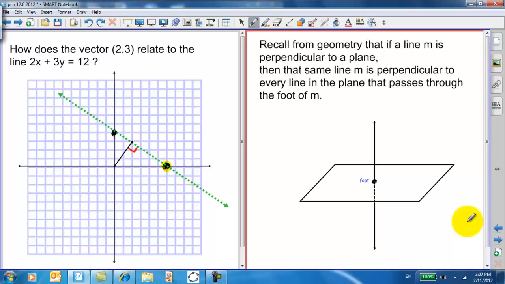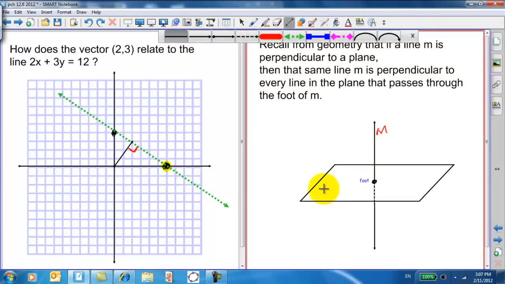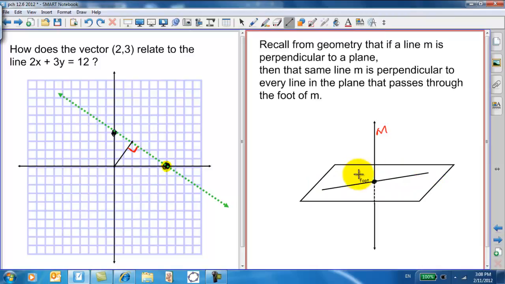Now recall from geometry that if a line M is perpendicular to a plane, then that same line is perpendicular to every line of a plane that passes through the foot of M. So let's get some other lines in here. There's a line through the foot. Here's another line through the foot. And M is going to be perpendicular to all those. Perpendicular to that one. Perpendicular to this one.